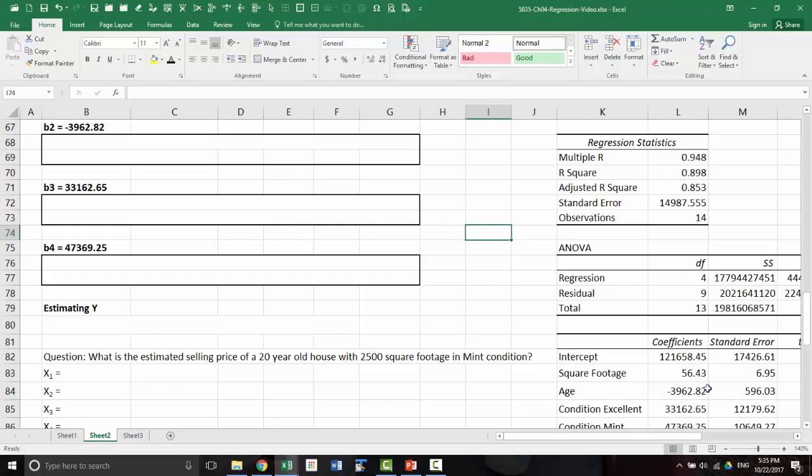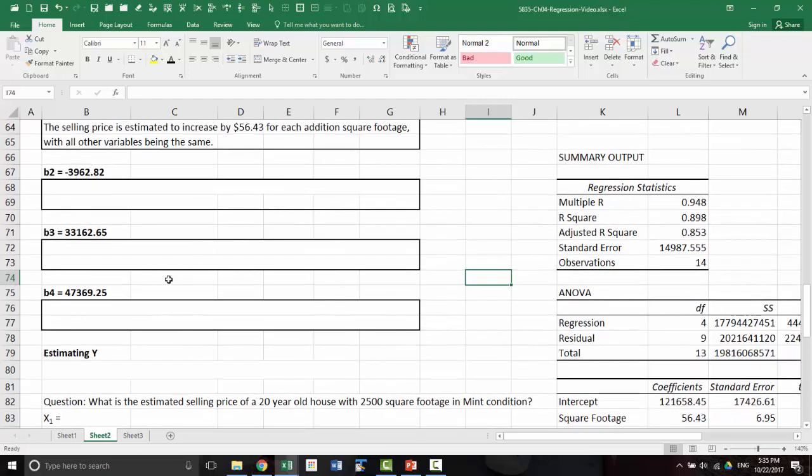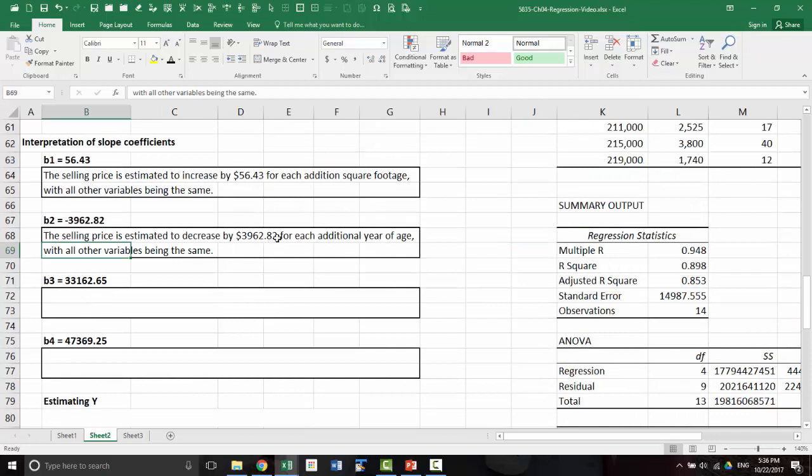Now B sub 2 is about age. Here we have a negative coefficient. That means if age goes up by 1, for each additional year of age, the price of the house will decline by 3,962.82, with all other variables remaining the same. The selling price is estimated to decrease by that amount for each additional year of age, with all other variables being the same.